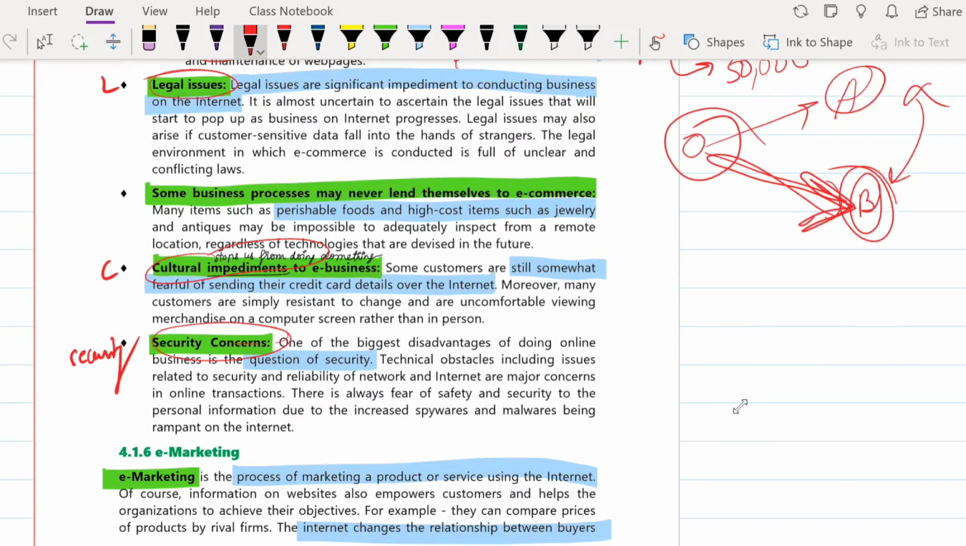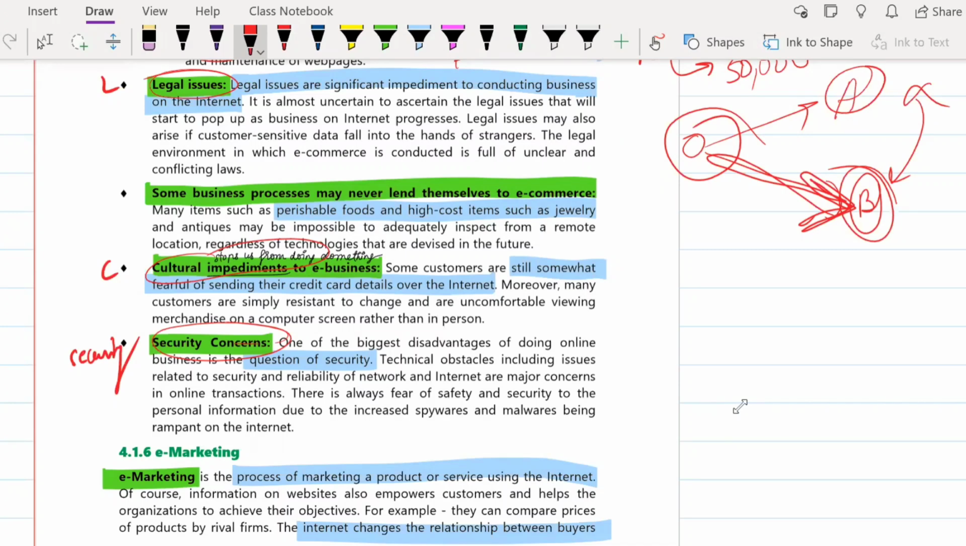Next is security concerns, because we are going to give all the information, right, from our house address to our PIN number to our CVV. Since you're going to provide all of this to the person where you're going to place the order, security might be a big question, because there are a lot of fake websites also.